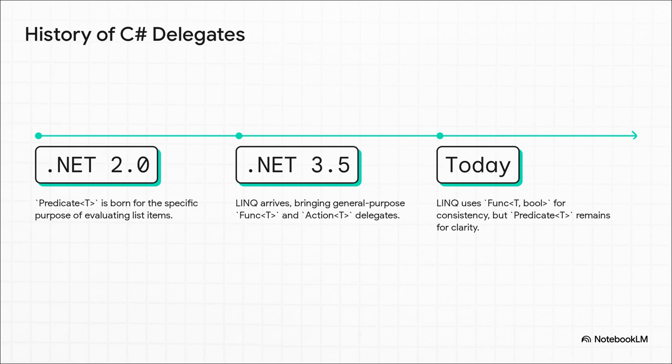Well, the whole story of Predicate, it really just comes down to history, to timing. The C# legend Jon Skeet points this out in his answer. Predicate was born way back in .NET 2.0, and it was made for one specific job, making decisions on items in a list. It was only later that LINQ came along and gave us the super flexible Func and Action. Honestly, if Func and Action had been around from day one, we probably wouldn't even have Predicate today.